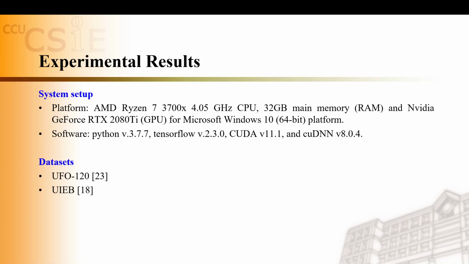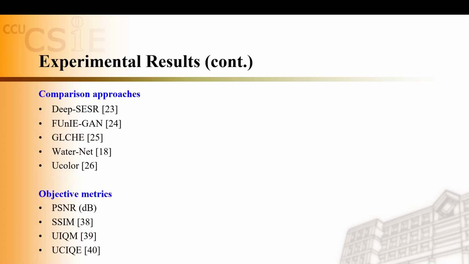This slide shows the system setup of the proposed approach, and we use two datasets, UFO and UIEB. We will have 5 comparison approaches and 4 objective metrics, including PSNR, SSIM, UIQM, and UCIQE.